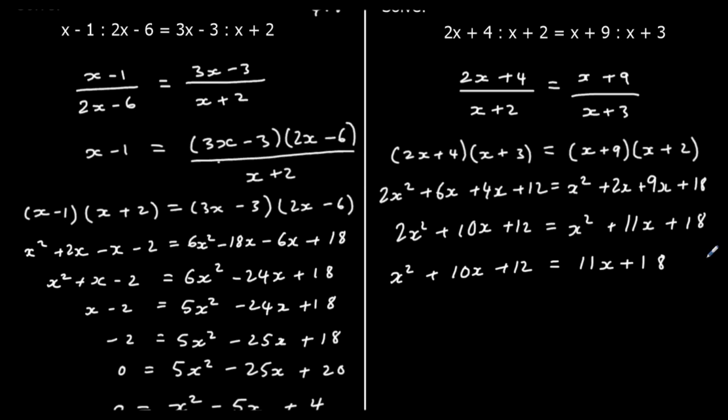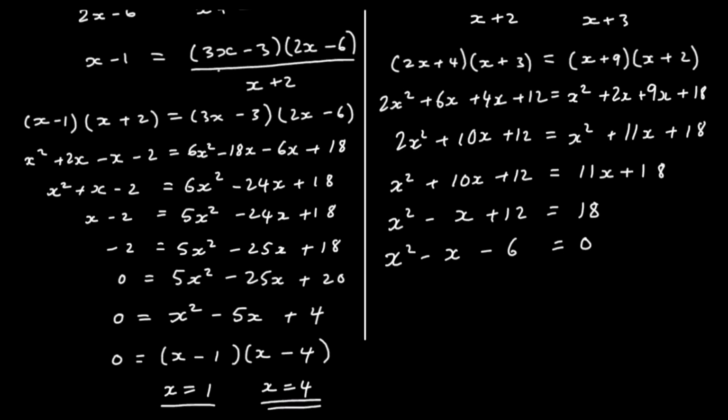I want to take 11x away from both sides. So x squared minus x plus 12 equals 18. And then take 18 away from both sides. So x squared minus x minus 6 equals 0. So now it's equal to 0.